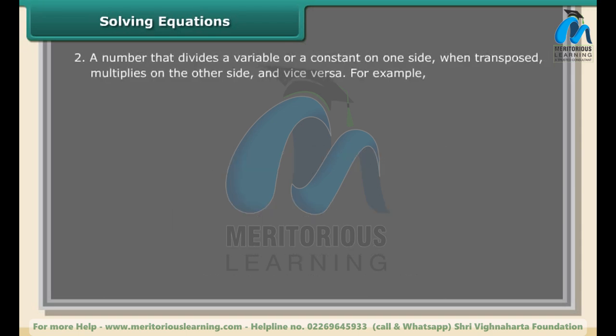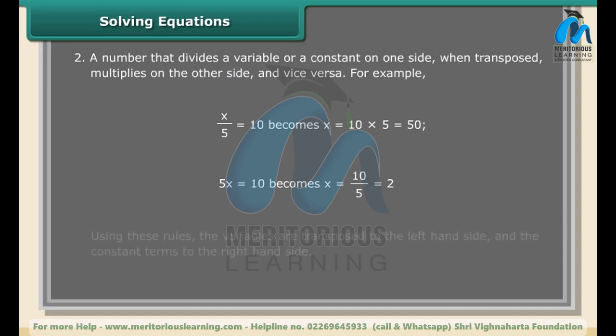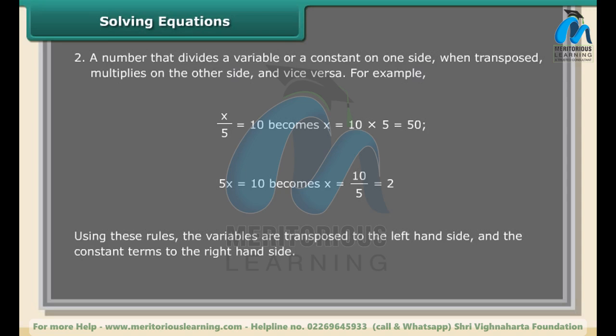2. A number that divides a variable or a constant on one side, when transposed, multiplies on the other side, and vice versa. For example, x upon 5 is equal to 10 becomes x is equal to 10 into 5, which is 50. 5x is equal to 10 becomes x is equal to 10 upon 5, which equals 2. Using these rules, the variables are transposed to the left-hand side and the constant terms to the right-hand side.